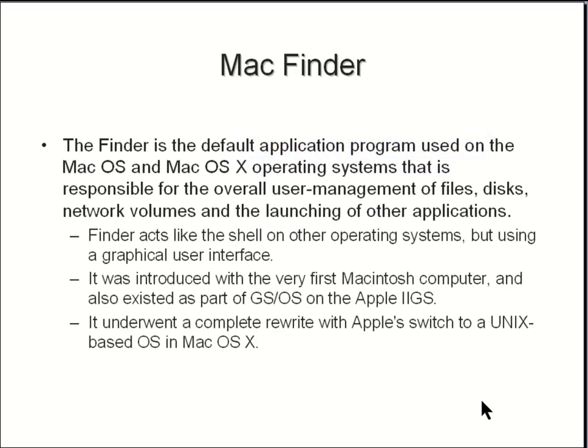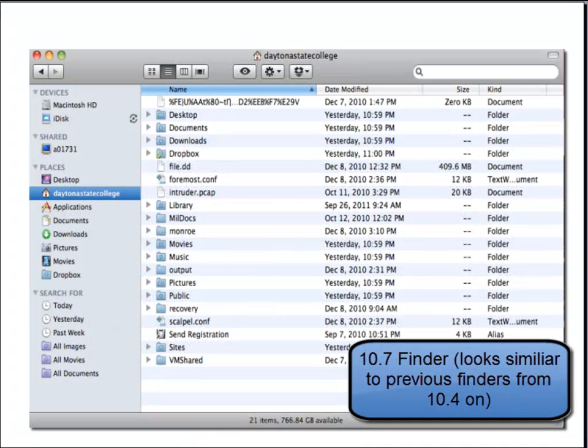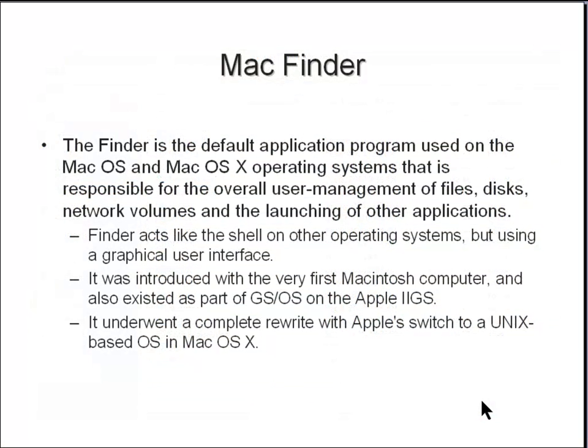So what is this thing that they call the Finder? The Finder is the default application that you boot into, and is used on the Mac OS and OS X operating systems, and is responsible for overall user management of files, disks, network volumes, and launching of other applications. So it's essentially acting like the shell on other operating systems. However, it's got a graphical user interface, and we'll see that in a moment. And it was introduced with the very first Macintosh computer, and it's gone through quite a few changes, and it underwent a total rewriting in 2000 when Apple switched to the Unix-based Mac OS X from the previous versions of the Mac OS.